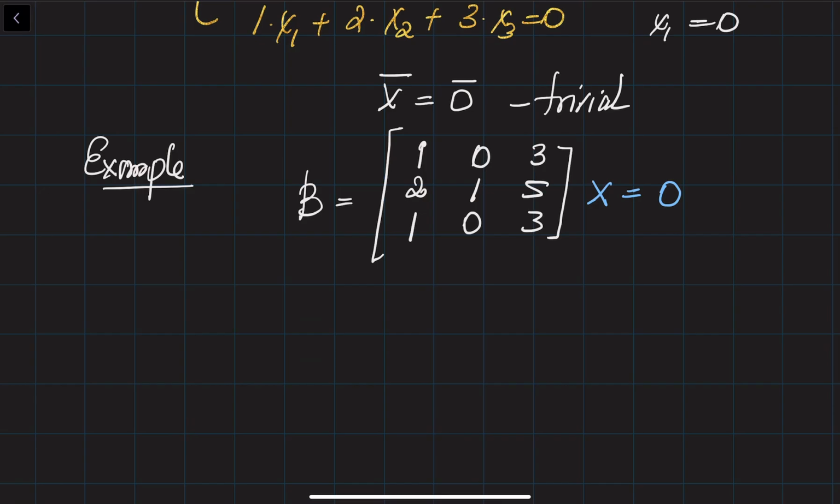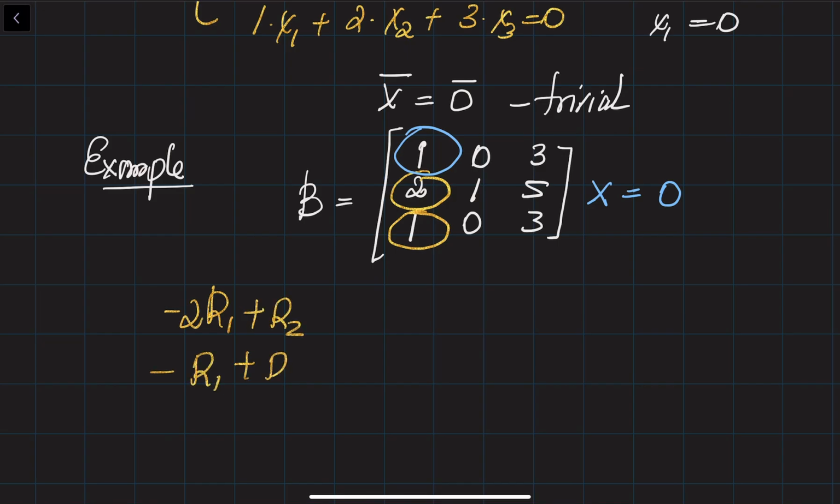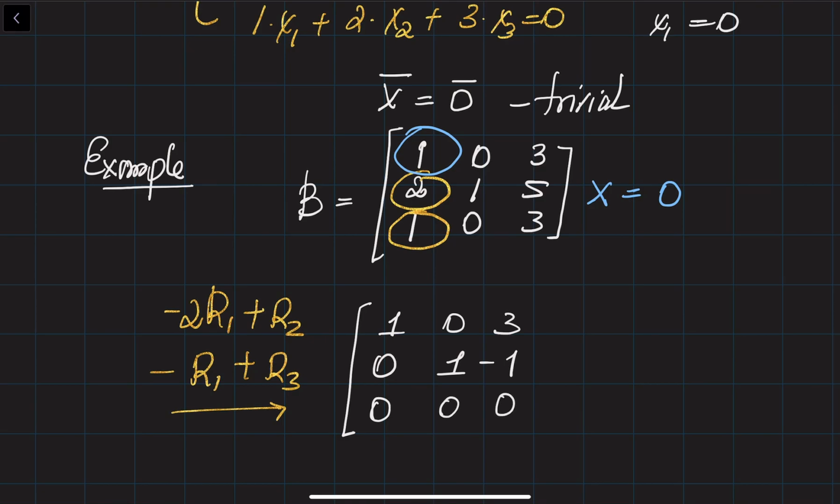Again, we are going to bring this matrix into the row echelon form by eliminating this 2 and this 1. We multiply the first row by minus 2 and add it to the second, and multiply the first row by minus 1 and add it to the third one. Which will bring us to the matrix 1, 0, 3, 0, 1, minus 1. And if you multiply the first row by minus 1 and add this to the last one, you get 0, 0, 0.